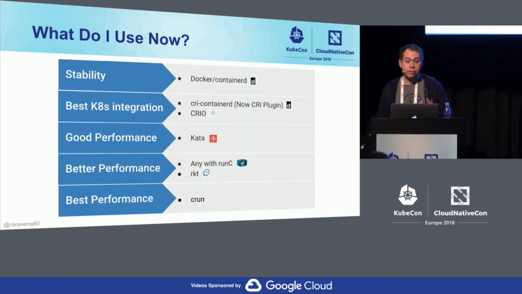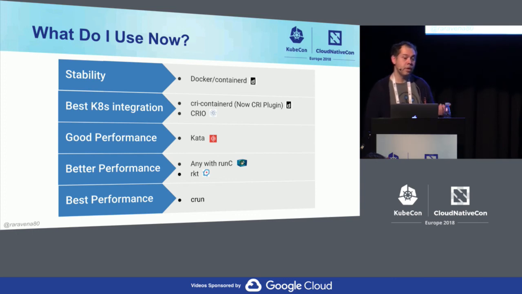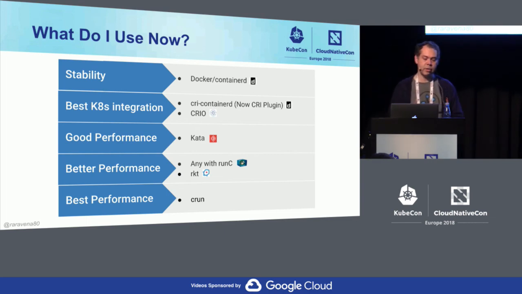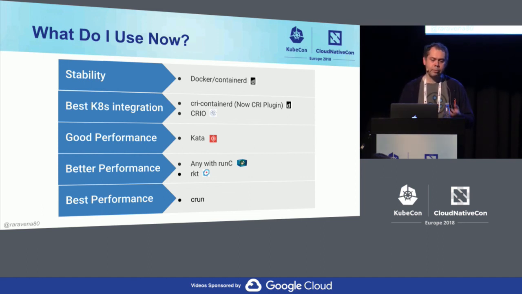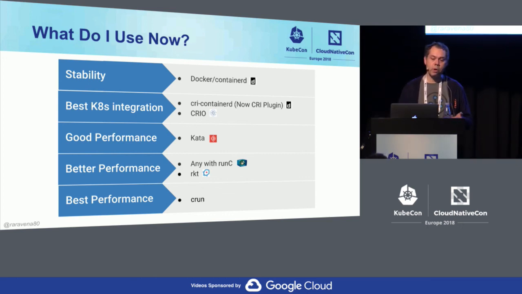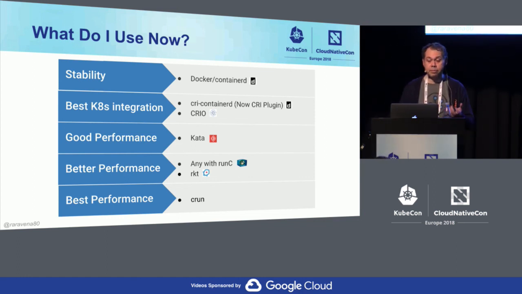So what do I use now? If you want stability, stick with Docker. The Containerd code base has been around for 4+ years. If you want the best Kubernetes integration, you can use either CRI-O or the CRI plugin from Containerd. Maybe the CRI plugin might have an advantage because it has the Docker Containerd code base, and they've been around longer. If you want good performance, you can use something like Kata. If you want even better performance, you can use anything with Runc or Rocket. Both of them are written in Go, so they're pretty fast. And if you want the best performance, you can use crun, or you might have to wait until it becomes widely available.